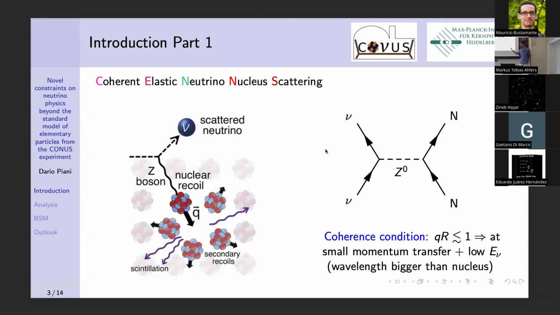It's a neutral current interaction that, as we have seen, mainly consists of a neutrino scattering off a nucleus via a Z boson exchange. And the coherence condition is given by the fact that at low enough energies, the neutrino sees the nucleus as a unity and doesn't see the internal structure.